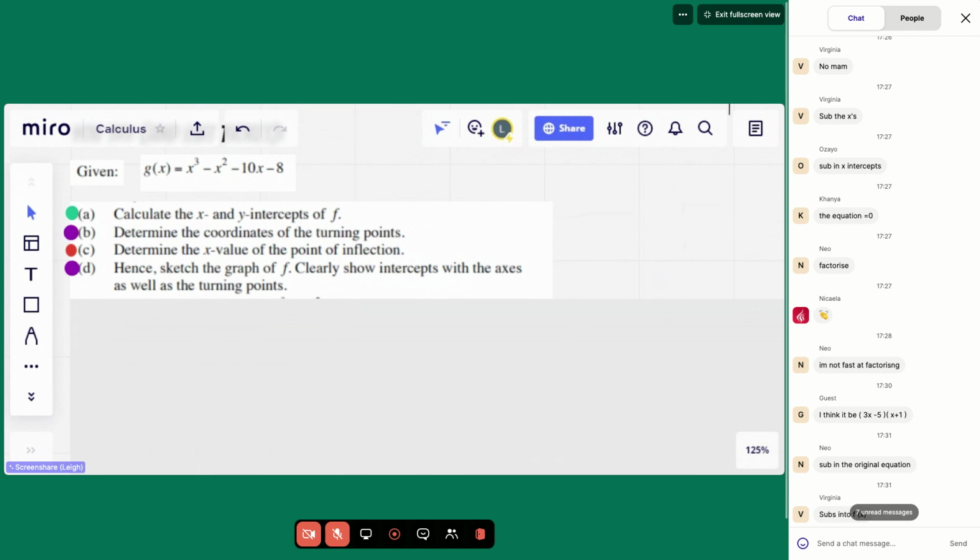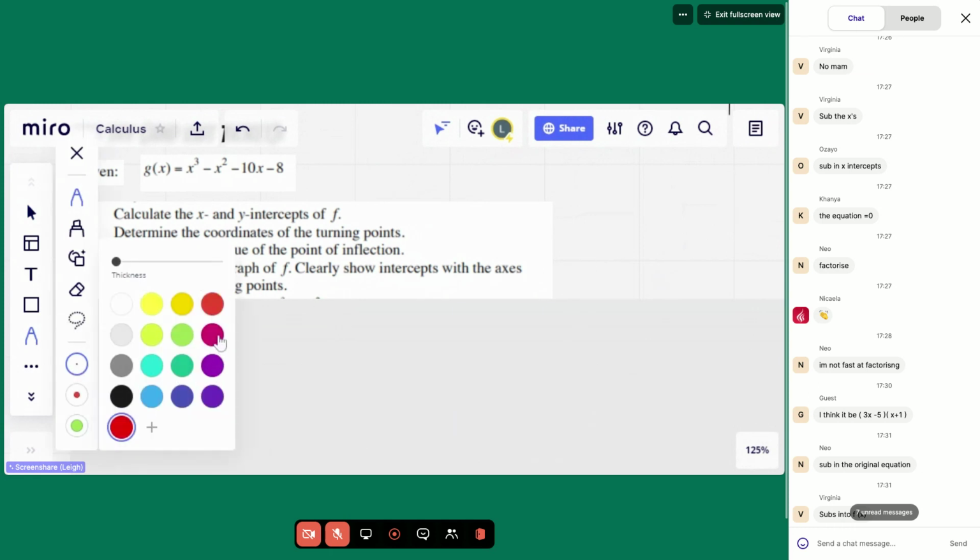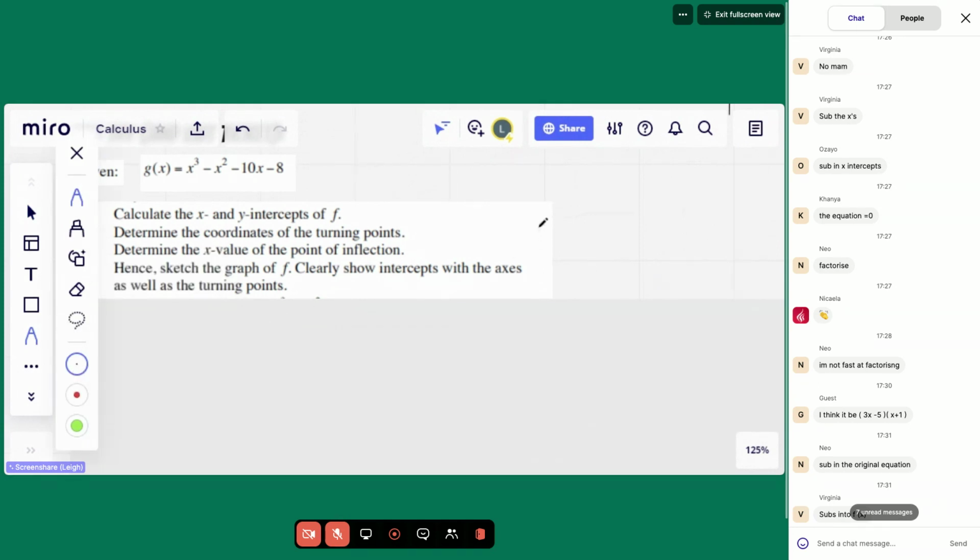If you can't factorize, use the quadratic formula. Shall I just quickly write the quadratic formula here for you? Because I think you will need to use it in this question. And then round to 2 decimal places. Okay, so the quadratic formula is as follows.